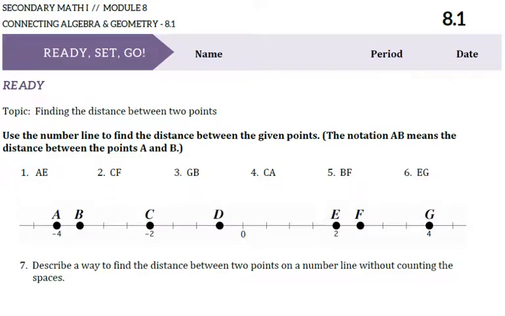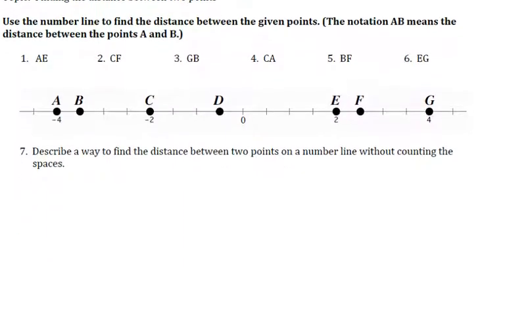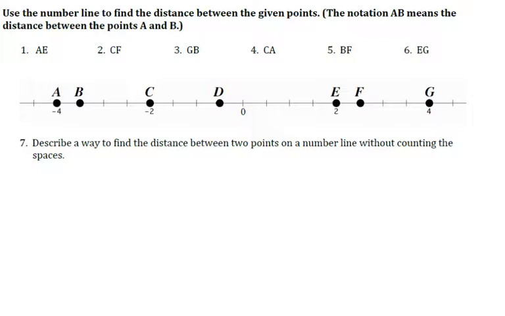Math 1, 8.1. Use the number line to find the distance between the given points. Notation AB means the distance between points A and B. So AE would be 1, 2, 3, 4, 5, 6, 7, 8, 9, 10, 11, 12.